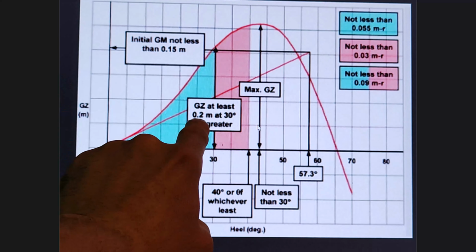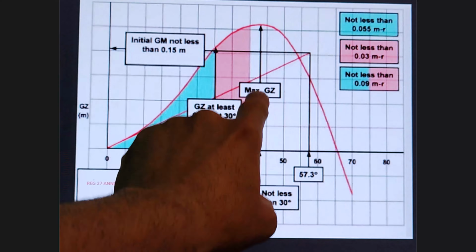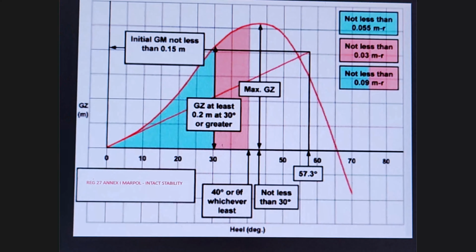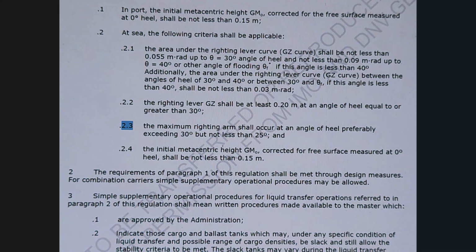As you can see, the maximum GZ shall happen at angles of heel more than 30 degrees. So already this happened at 43, 45. This is your maximum.